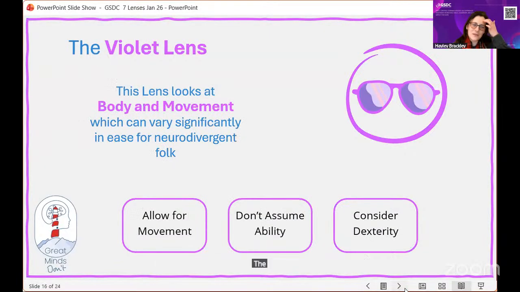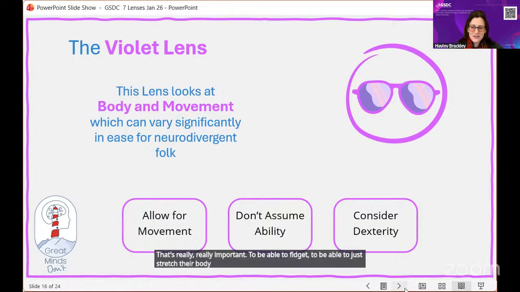The final lens that we're going to put on today is the violet lens. And this lens looks at our body and our movement. Now, often this is the one that's most forgotten when we think about neurodivergence. We might think about it in terms of physical disability. But for neurodivergent folk, some need to be able to move. That's really, really important. To be able to fidget, to be able to just stretch their body allows them to be grounded enough to take on new information.